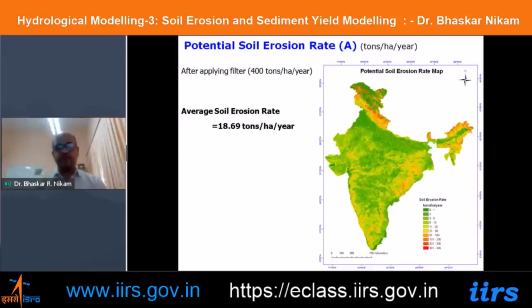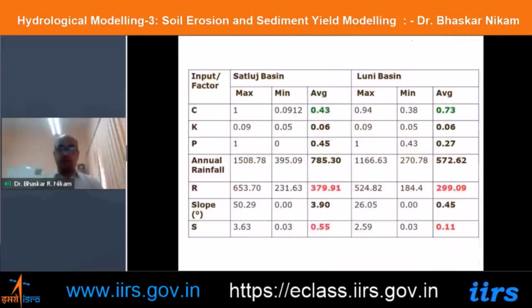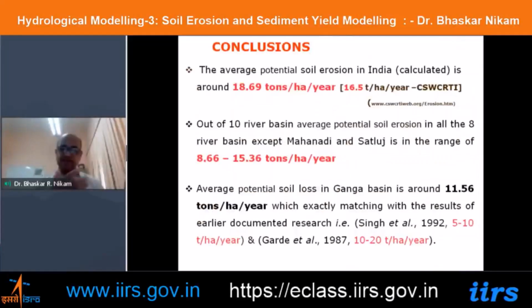Now we have done validation of this exercise at basin scale, and what we could see is that the average erosion rate that we have calculated for the entire country is somewhere around 18.69 tons per year per hectare, whereas the Central Soil and Water Conservation Institute has published that to be 16.5. So, comparable.